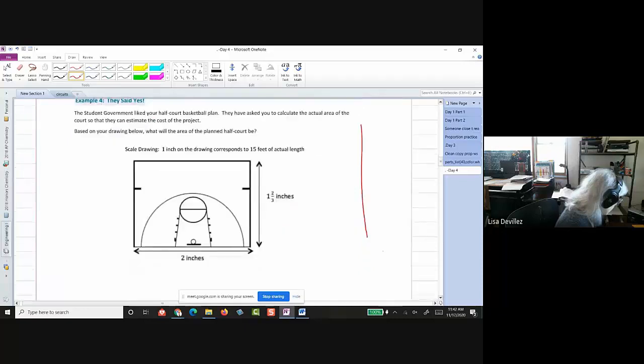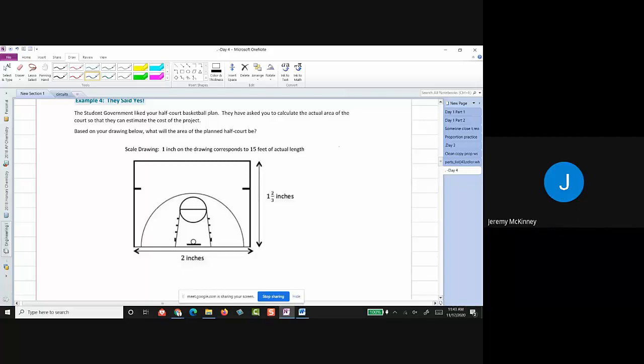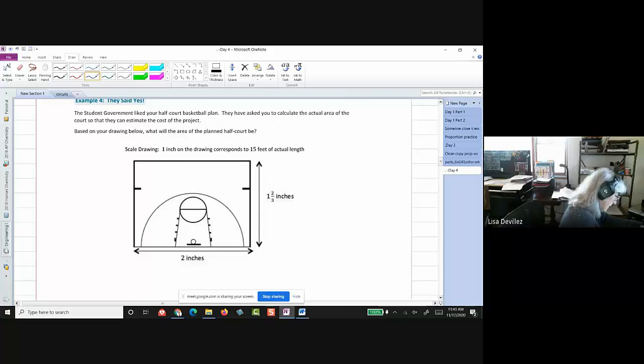All right, so let's see. So we're back to this little basketball court that we talked about yesterday. Based on your drawing below, what will the area of the planned half court be? All right, so our scale on here, it's 1 inch on the drawing corresponds to 15 feet of actual length.